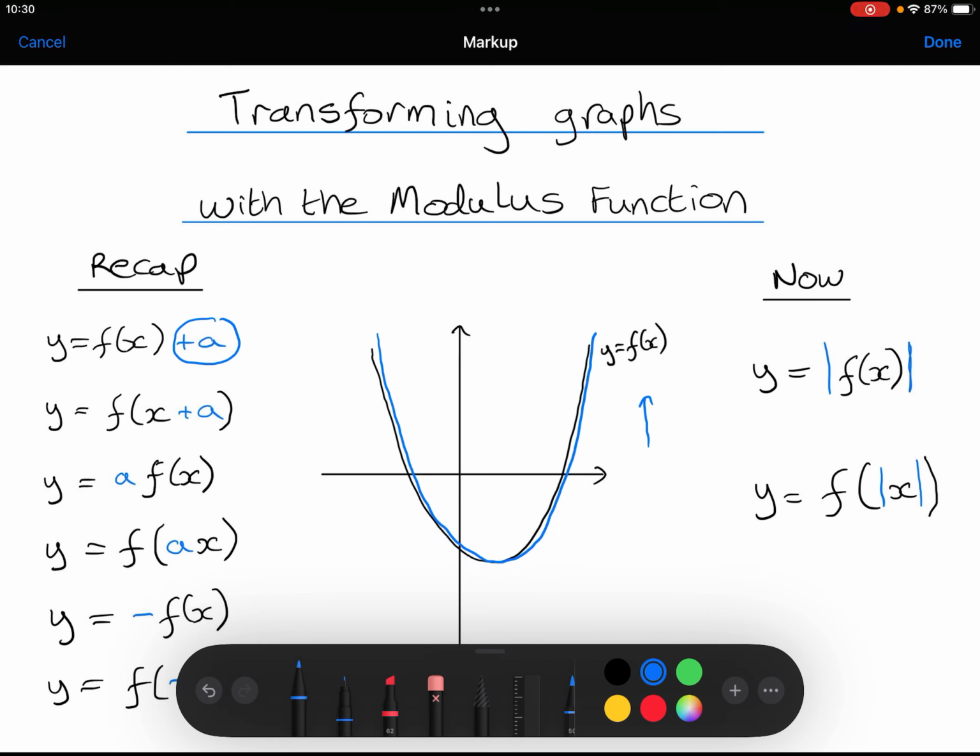Next transformation, if the a was on the inside of the function, of the brackets, it affects the x coordinates only. And we do the opposite. So I would subtract a from all of the x coordinates, which would move the graph in this direction. So it's going to move horizontally like this. Unless, of course, the a was negative, in which case it would move in the positive direction.